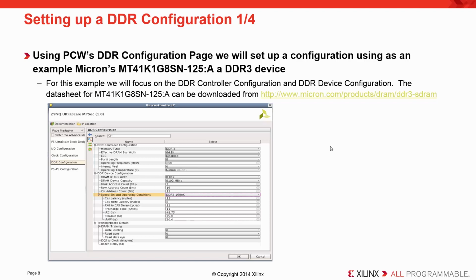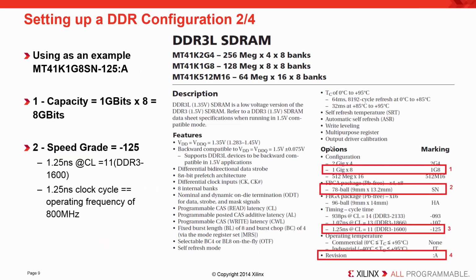The datasheet for the MT41K1G8SN-125:A can be downloaded from www.micron.com/products/DRAM/DDR3-SDRAM. Looking at the first page of the datasheet, and in particular the device name, we can identify a number of pieces of information that are required in order to fill in the controller configuration and DDR device configuration sections of the DDR configuration page. The device part name gives us a lot of information.